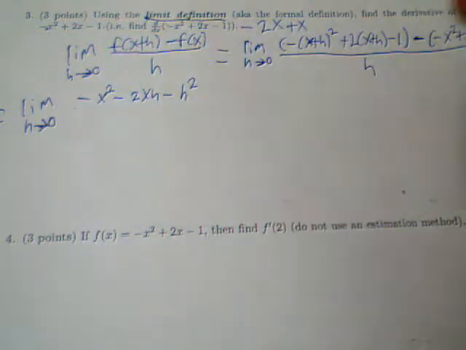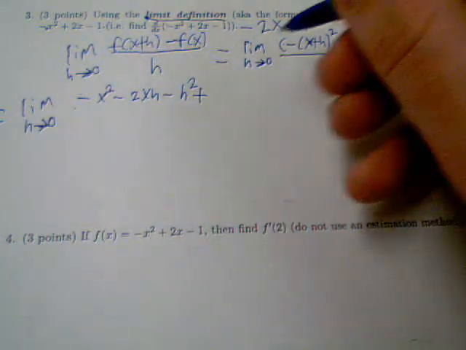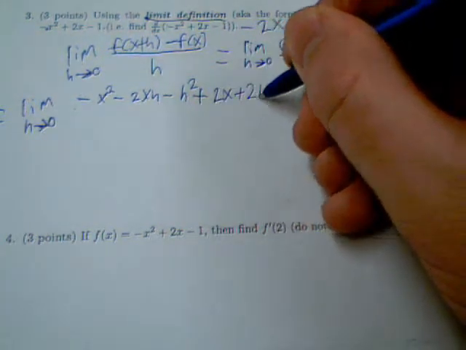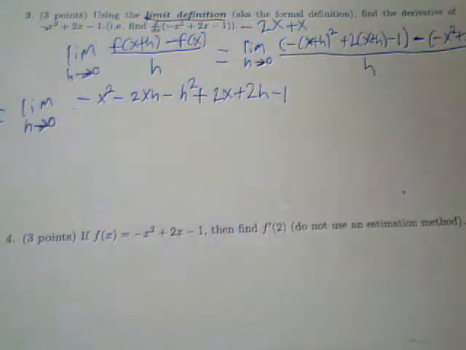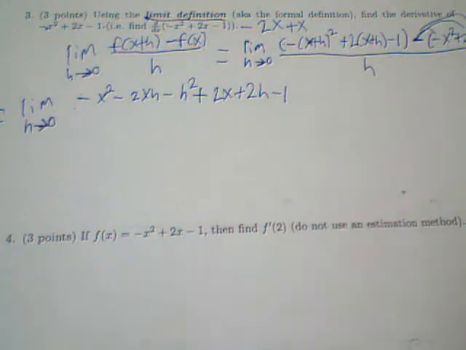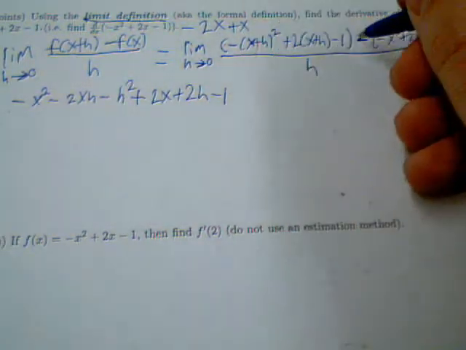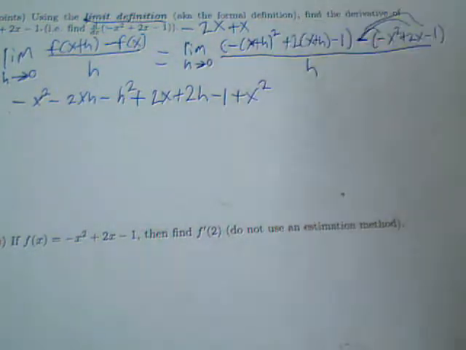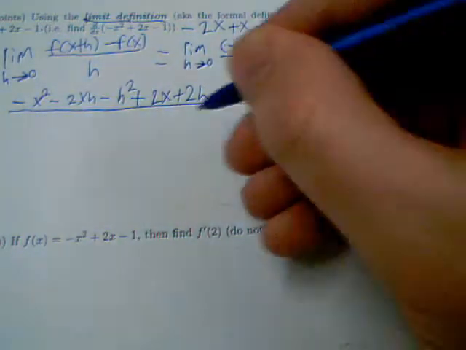Alright, from that I'm going to add this 2x to 2h. Okay, I've got minus 1 over here. Alright, so there's the first part. Now the second part, well, I just have to distribute this negative to each part. Right. So over here I should get minus negative x squared is plus x squared, minus 2x, then minus negative 1 is plus 1. All over h.